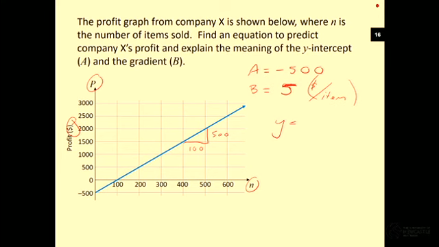So what's the actual equation? Instead of y equals a plus bx, replace the y with a P. The a is a minus 500. The b is a positive 5 gradient. And the x is an n-axis. There it is. This company's profit equals minus 500, that was the starting point, plus 5n. For every n I sell, we're going up 5.